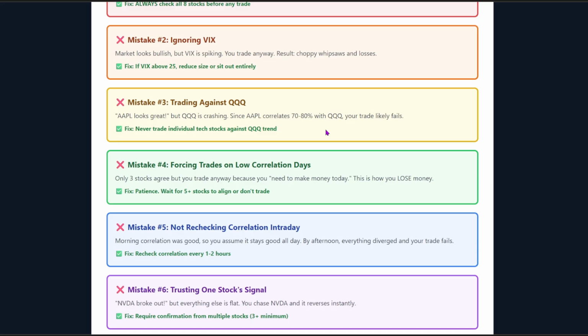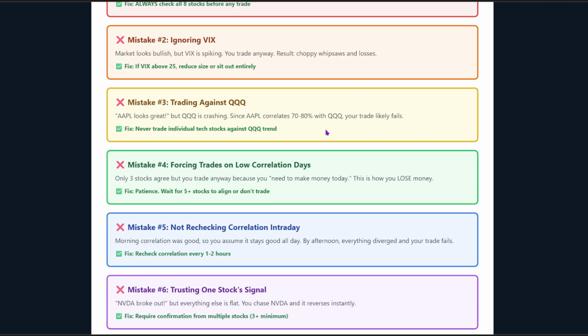How do you fix this? Develop patience. Wait for 5+ stocks to align or don't trade, right? You're either sitting there waiting for everything to align or you just sit out for the day. Staying in cash is always a position, guys. This game isn't only about offense, but it's also about defense. Defense is what's going to give you longevity in this.